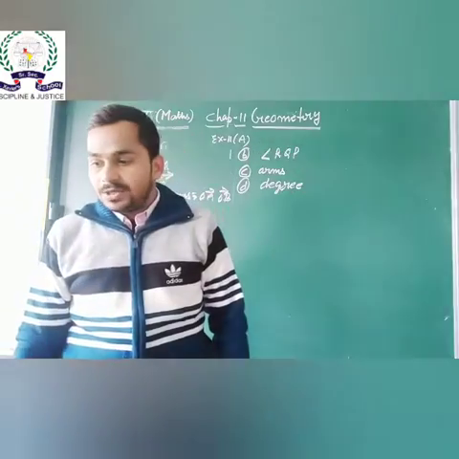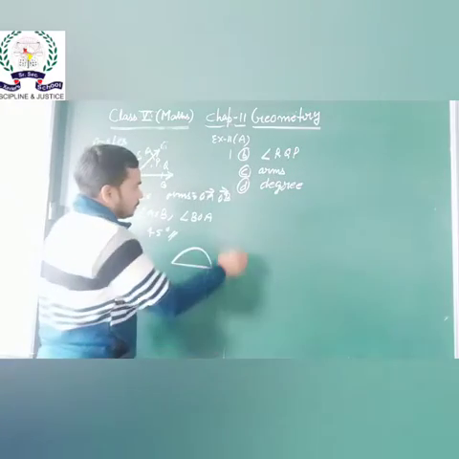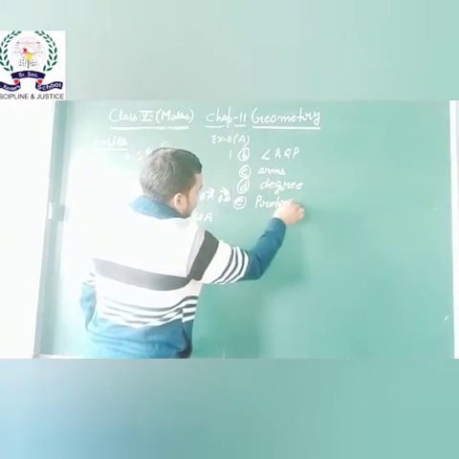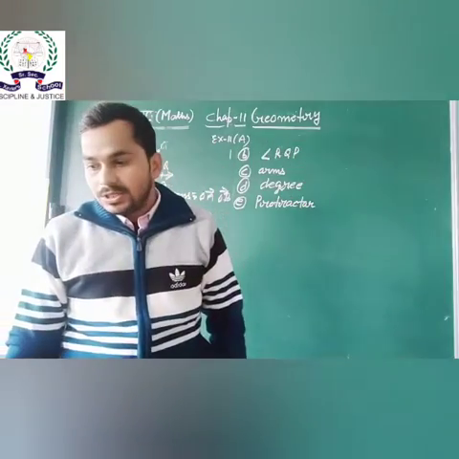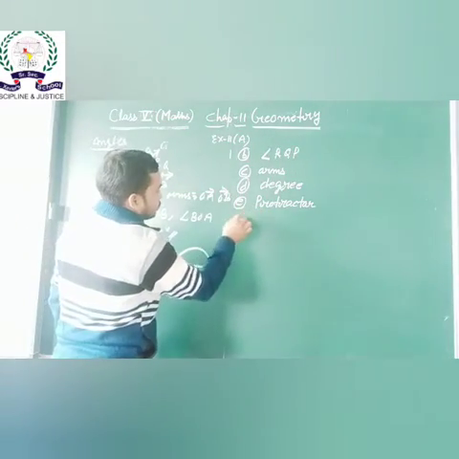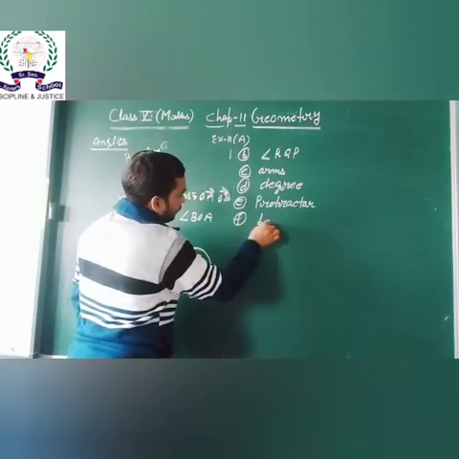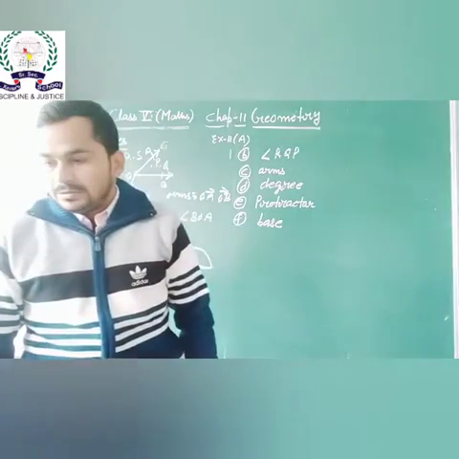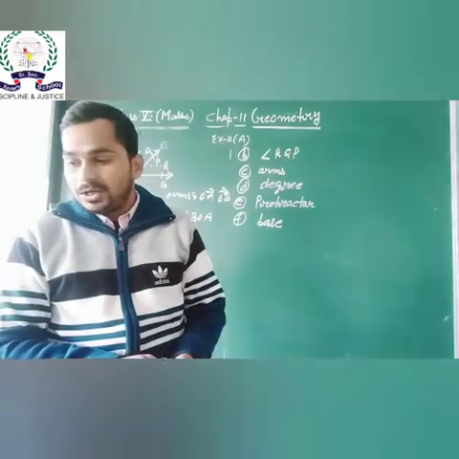The cut side of the protractor is marked with degrees, so we fill in protractor here. And the straight edge of the protractor is also called the baseline. This line is also called the baseline.